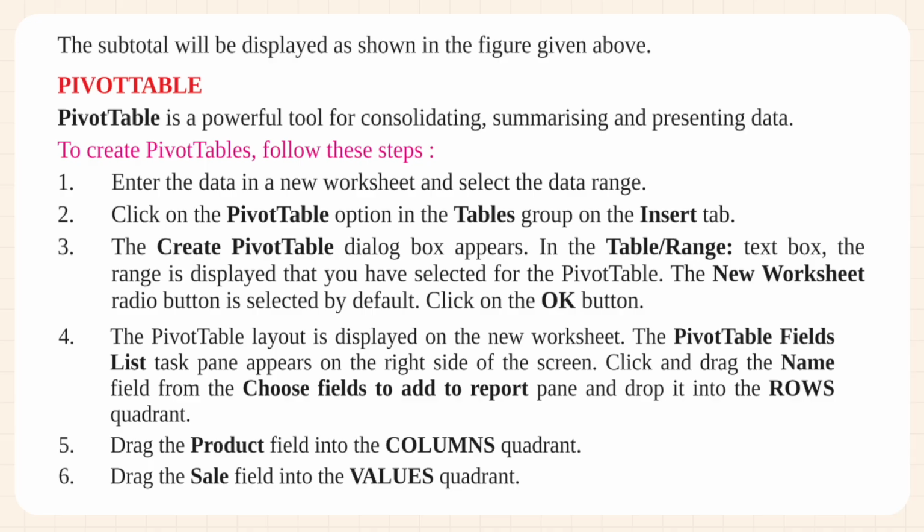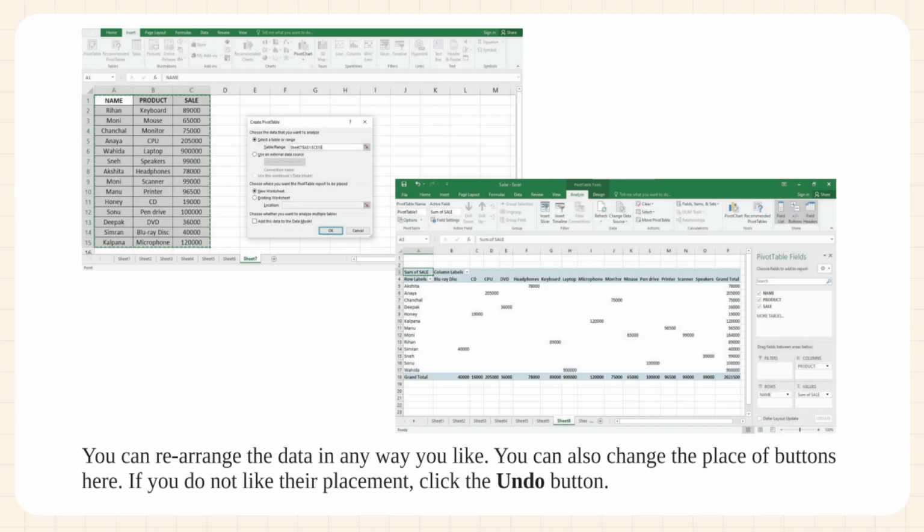4. The PivotTable layout is displayed on the new worksheet. The PivotTable Fields List task pane appears on the right side of the screen. Click and drag the Name field from the Choose Fields to Add to Report pane and drop it into the Rows quadrant. 5. Drag the Product field into the Columns quadrant. 6. Drag the Sale field into the Values quadrant. You can rearrange the data in any way you like. You can also change the place of buttons here. If you do not like their placement, click the Undo button.